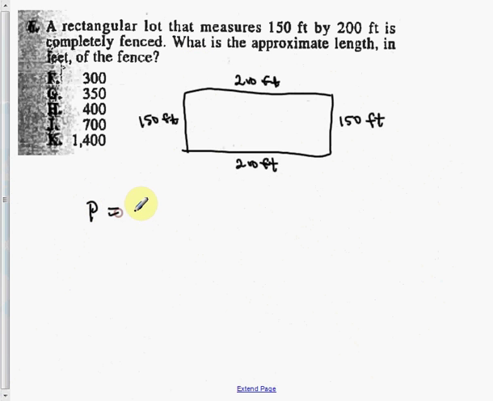So the perimeter is twice the length plus twice the width. So just add up the sides. So you get 400 plus 300. We get 700 feet. Okay.